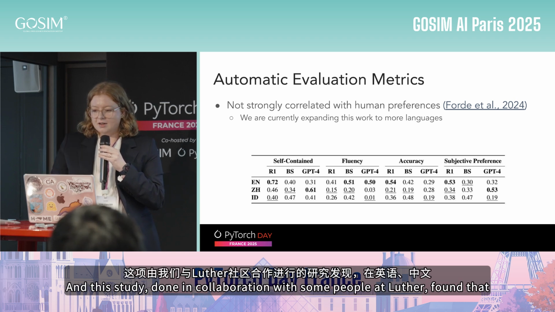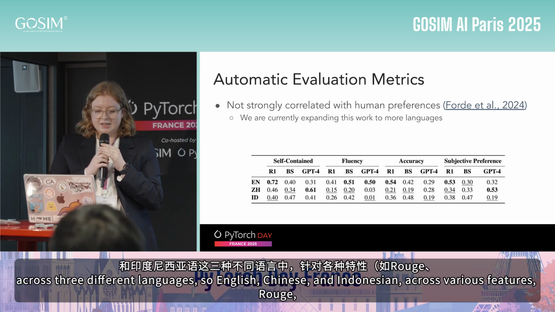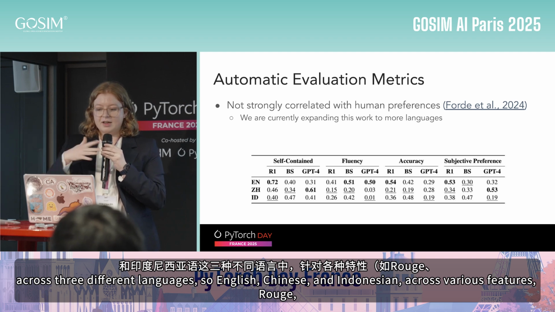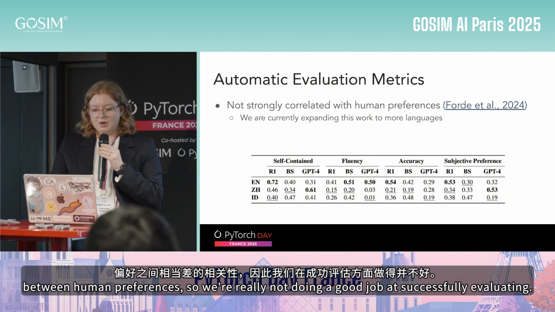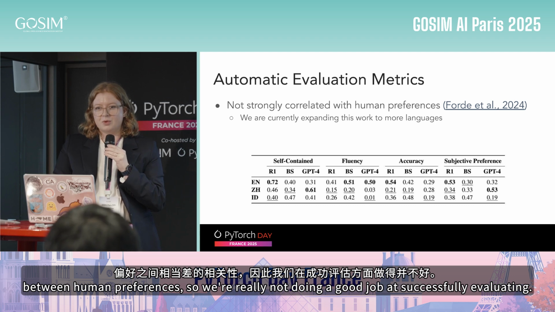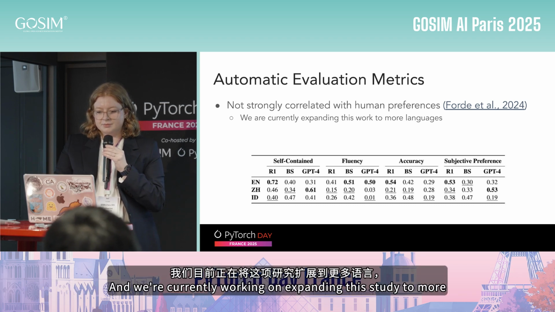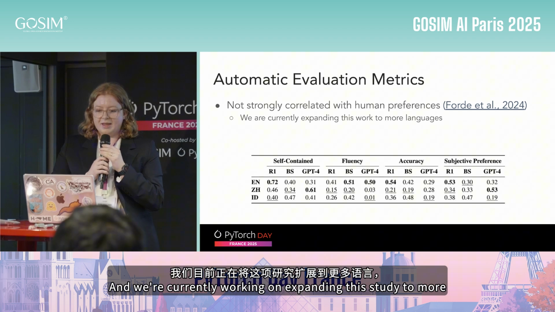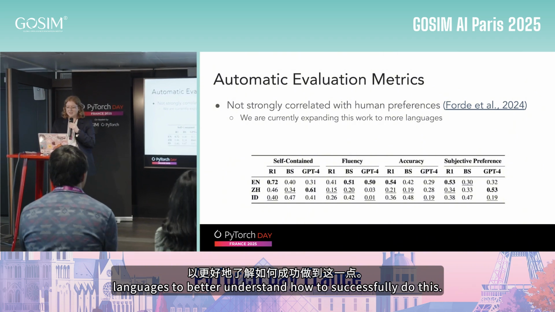And this study, done in collaboration with some people at EleutherAI, found that across three different languages, so English, Chinese, and Indonesian, across various features, Rouge, BLEU score, and GPT-4 as judge all showed pretty poor correlation with human preferences. So we're really not doing a good job at successfully evaluating open-ended tasks like summarization. And we're currently working on expanding this study to more languages to better understand how to successfully do this.